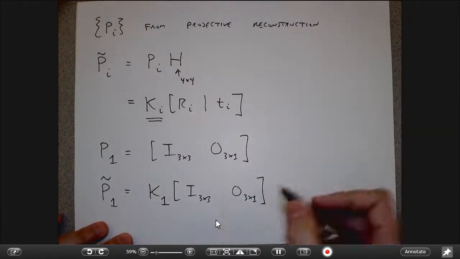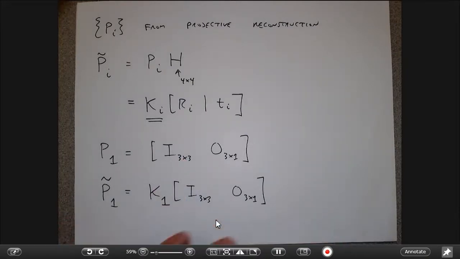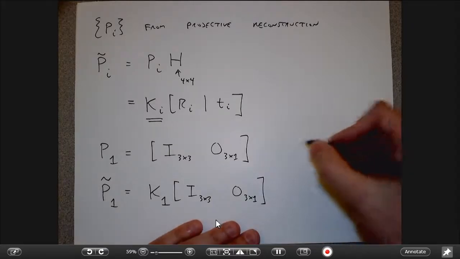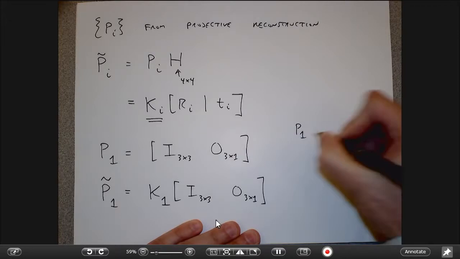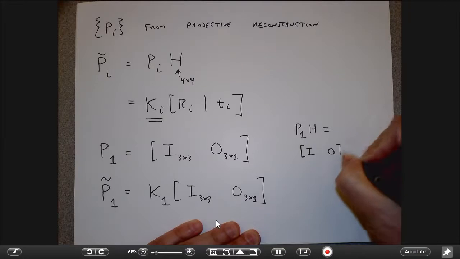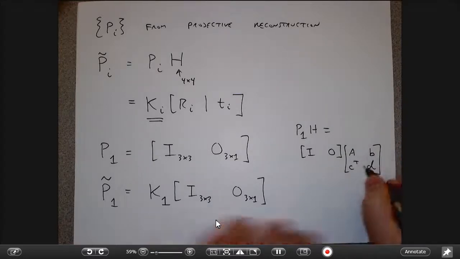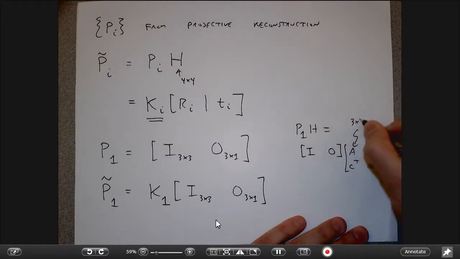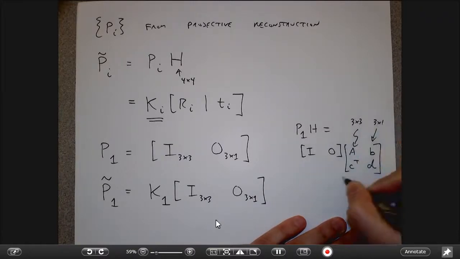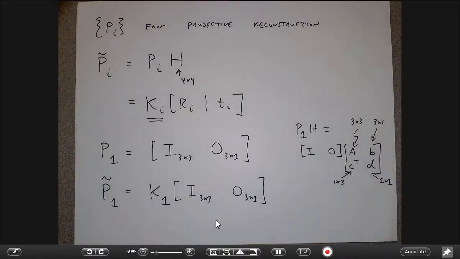So let's think about how this would work. This is like saying that after I apply the H, this is going to be the form of my new camera matrix for image 1. And so that means that P1H is going to be the identity matrix times a 0 matrix. And then I'm going to split H into a little block matrix. So here, this is going to be 3x3. This is going to be 3x1. This is going to be 1x3. This is going to be 1x1. So I'm taking the 4x4 elements of H and blocking them up so that I can multiply them by this matrix.